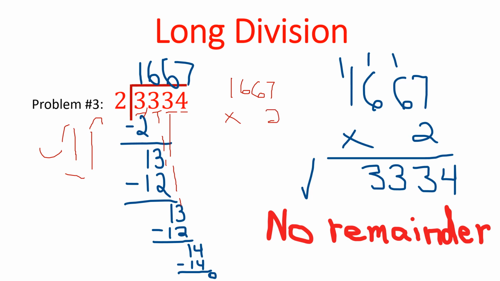1,667. Sorry about that, guys. 7 times 2 is 14. Carry the 1. 2 times 6 is 12 plus 1 is 13. Carry the 1. 2 times 1 is 2 plus 1 is 3. So there's your answer. Again.